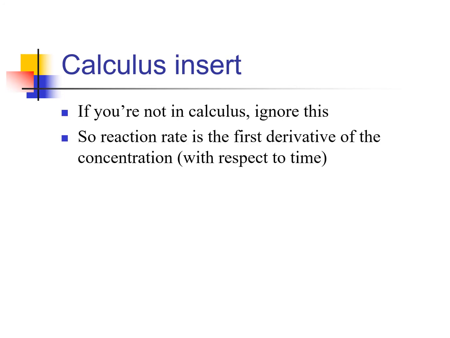So a little bit of calculus insert. If you're not in calculus, just ignore this. Technically, the reaction rate is the first derivative of concentration with respect to time. If you're not in calculus, you don't have to know what that means for the AP test. But if you want to sound fancy, and if your parent asks you, "Dear son or daughter, what did you learn in school today?" You can say, "I learned that reaction rate is the first derivative of concentration with respect to time," and they will think you're very smart and likely buy you a car.